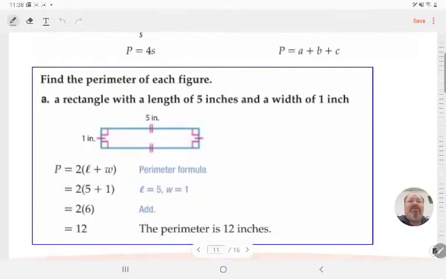All right, so an example of that would be find the perimeter of each figure, a rectangle with the length of 5 inches and the width of 1 inch. So we just plug in what we know. We know the length is 5. We know that the width is 1. So 5 plus 1 is 6. 6 times 2 is 12. The perimeter is 12 inches. That's all there is to finding perimeter.